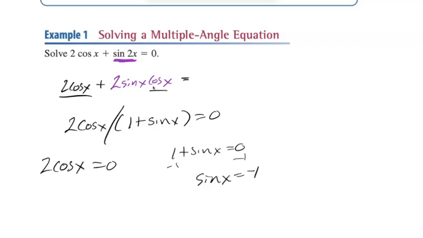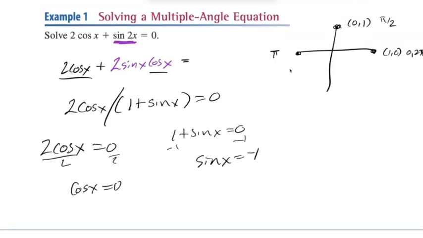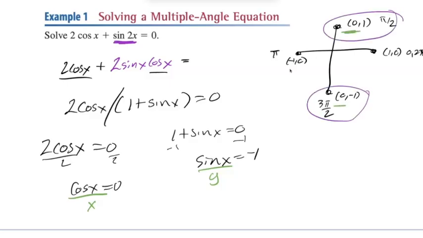We'll solve that in a bit. Divide by 2: cosine x equals 0. 0 and negative 1, that's all on the unit circle. This is 1, 0. That's at 0 and 2 pi. 0, 1. That's at pi over 2. Pi, negative 1, 0. And 0, negative 1. That's at 3 pi over 2. So let's start with the cosine. Cosine is x. Sine is y. Where does x equal 0? Here and here. Where does y equal negative 1? That's down here. Those are the only two answers, nothing else.